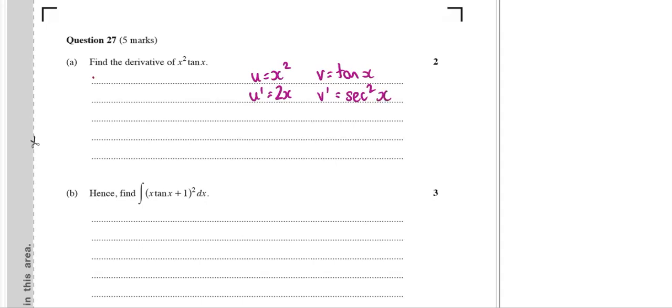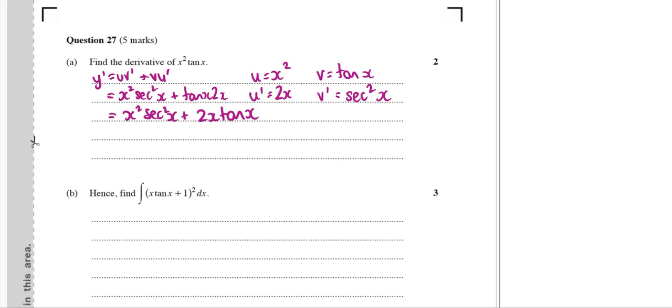Therefore, y dash equals uv dash plus v u dash. So it's x squared sec squared x plus tan x times 2x. So I might rewrite that as x squared sec squared x plus 2x tan x. And that's done.